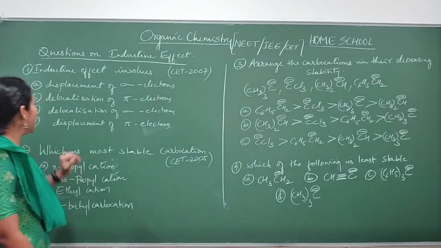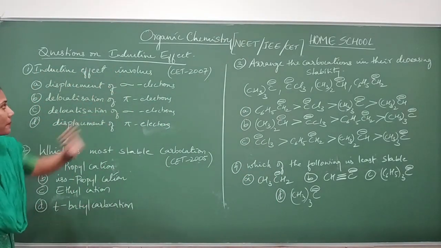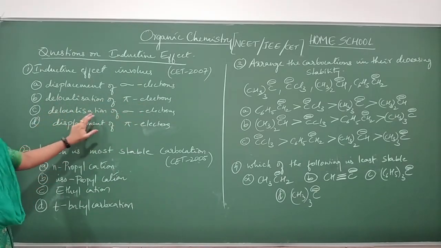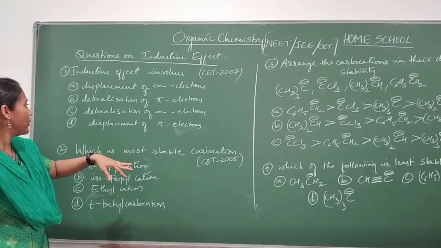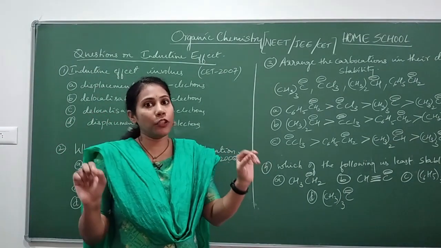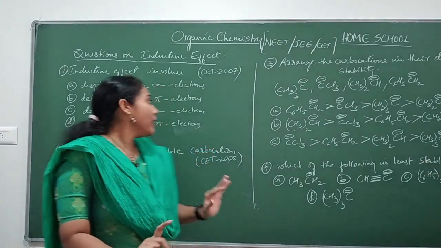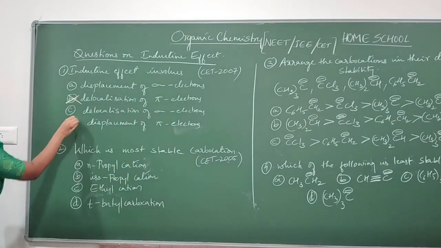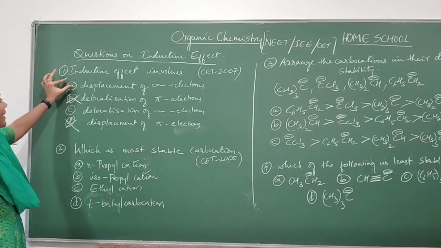Look at the first question. Inductive effect involves: the options are displacement of sigma electrons, delocalization of pi electrons, delocalization of sigma electrons, and displacement of pi electrons. Here, inductive effect is not about pi electrons, that you all know, right? It is all about the movement of sigma electrons only. So which options can you eliminate here? B option you can eliminate, as well as D option, but you have to select the option between A and C.